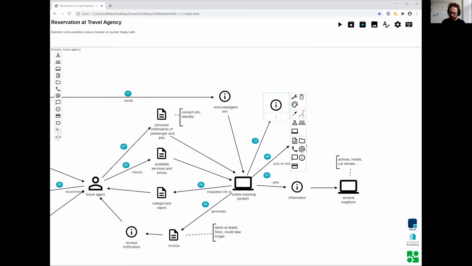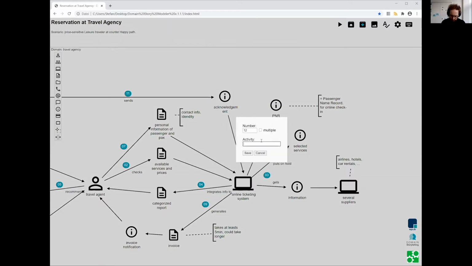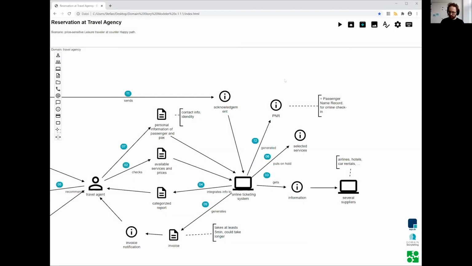Okay, what's a PNR? PNR is the abbreviation of passenger name record, and it's a digital certificate allowing passengers to do online check-in. Okay, so this is generated, right? Yeah, it's generated. And when we have the PNR, the system sends the PNR to the passenger's email.